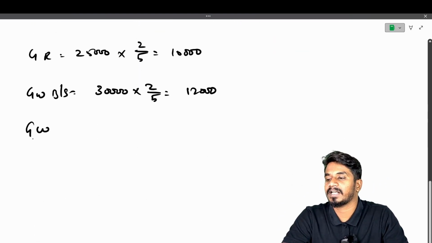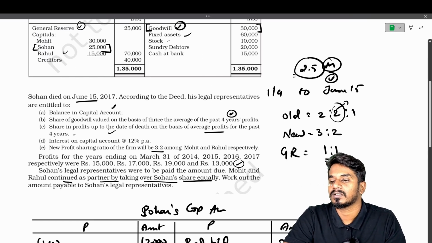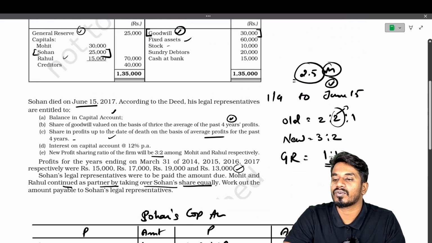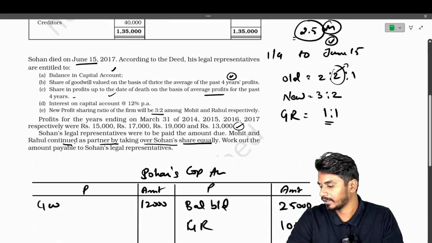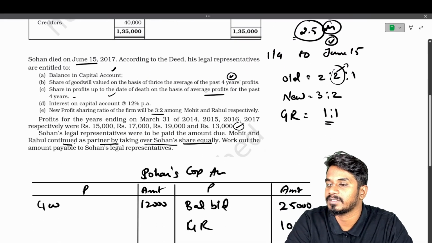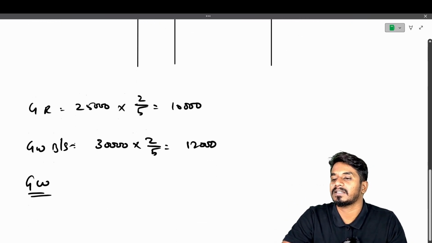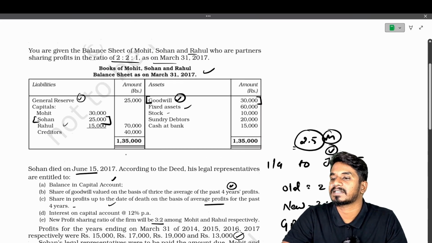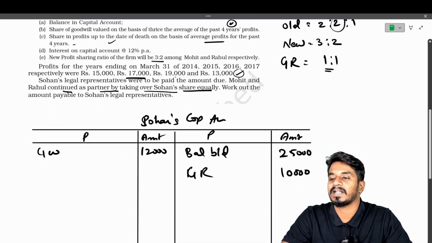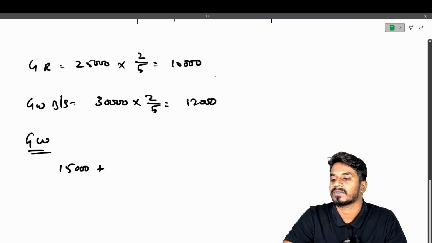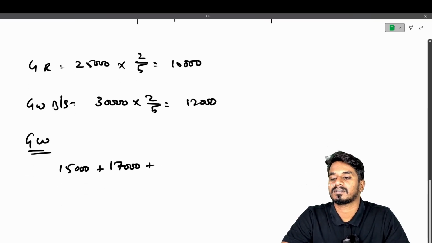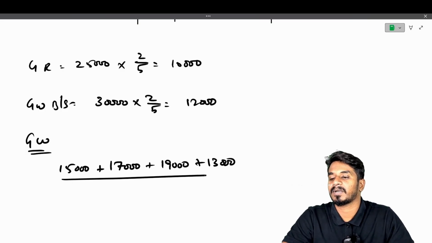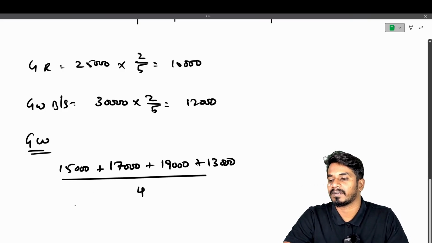So let us calculate goodwill on the basis of the last 4 years' profit. So what are the last years' profits they have given? 15, 17, 19, 13. So 15,000 plus 17,000, 19,000, 13,000, divided by 4, you'll get the average.